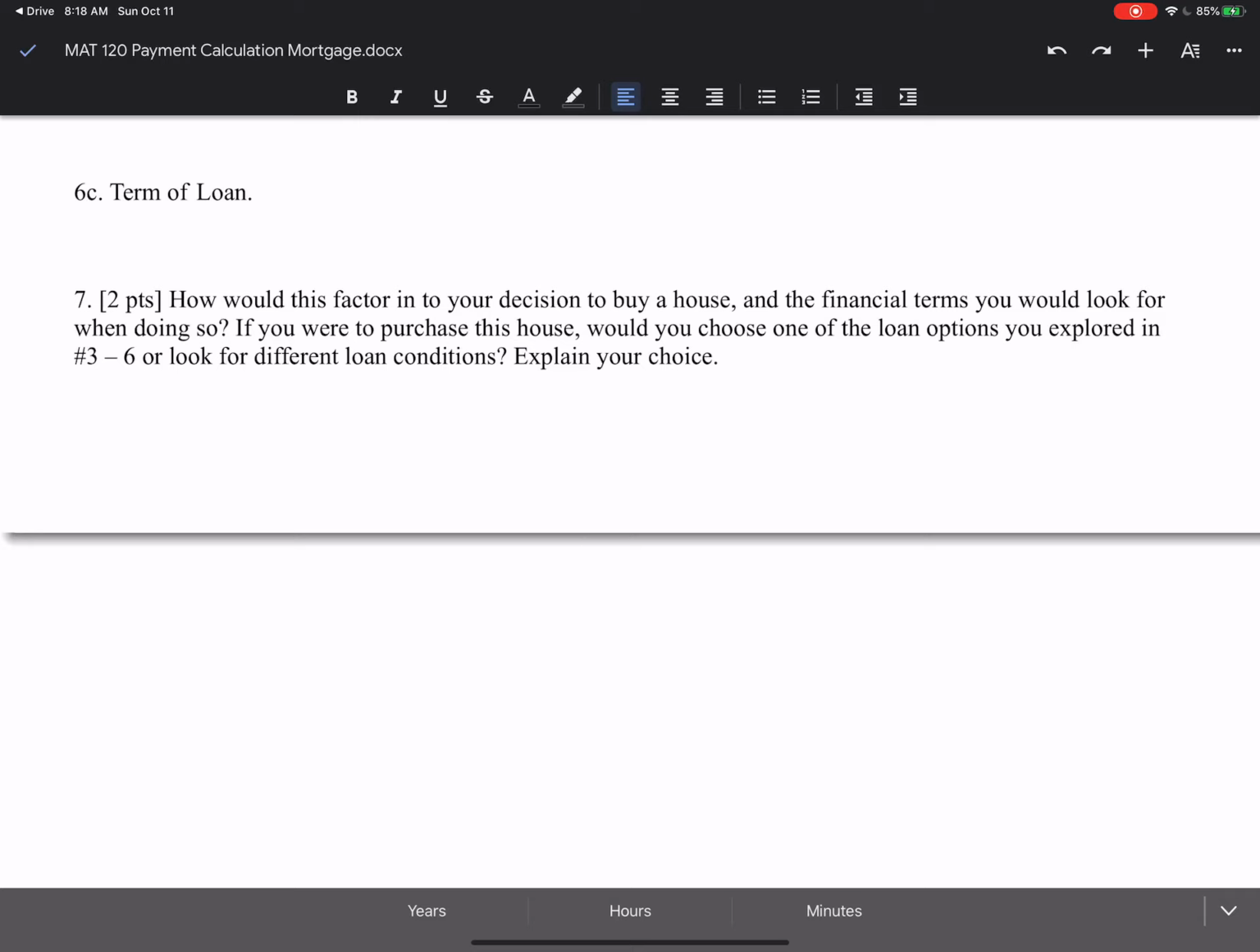So you need to tell me what you've learned. Would you look for lower interest rates, higher interest rates? Would you try to put more money down or less money down, and why? And then if you were to purchase this house, would you choose one of the loan options you explored in numbers 3 through 6, or look for different loan conditions and explain your choice?